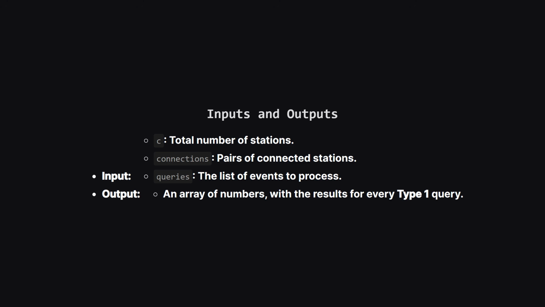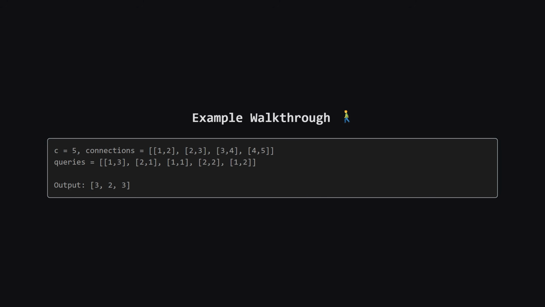So to summarize what we're given, the total count of stations, a list of all the direct connections between them, and of course, the list of queries we need to process. Our final goal is to produce a single array that contains the answers to all those maintenance checks, in the exact order they were asked. Let's walk through an example to make this really solid.